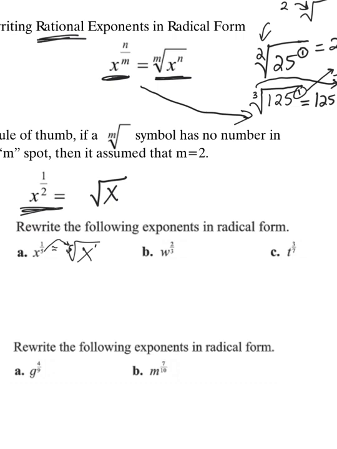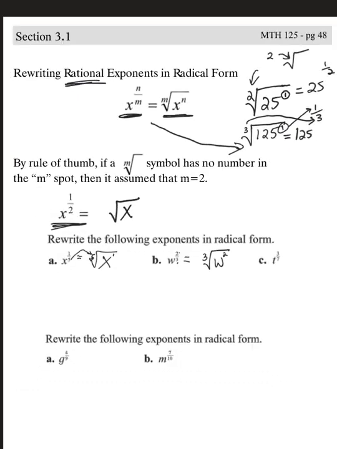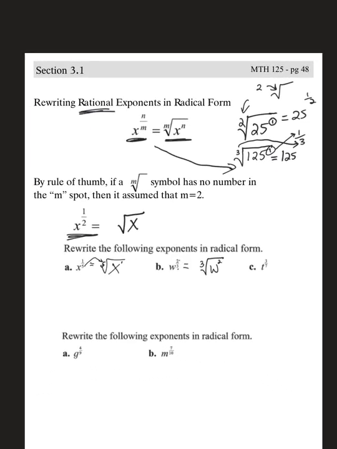If you look at b, remember that under the radical symbol I have w. The root is here. The exponent 2 goes next to w. Go ahead and do c and then a and b, and pause the video, and then you can come and check your answers when you are ready.